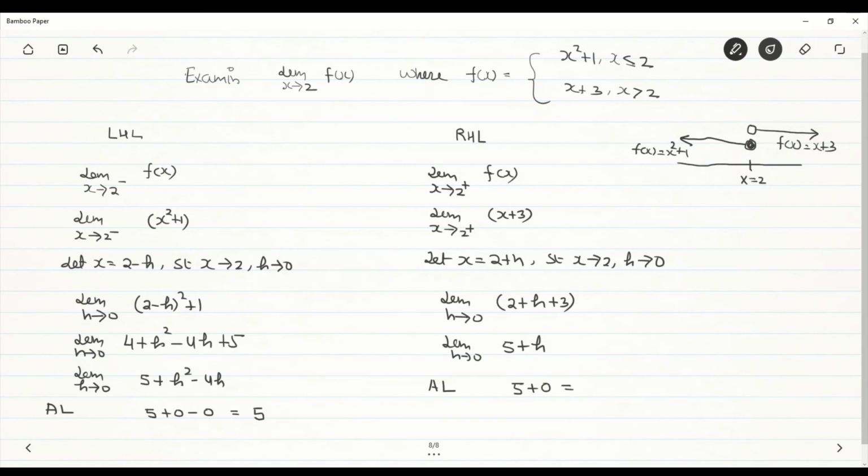which is 5. So we have seen the left hand limit and the right hand limit both are equal here and both are equal to 5. So this common value 5 becomes the limiting value of this function, and hence the limit exists and the value is 5.